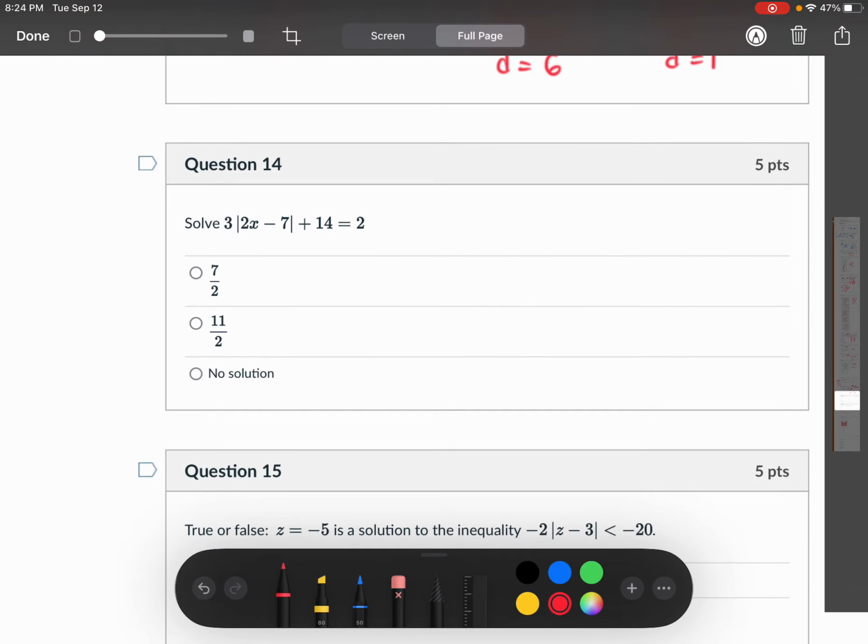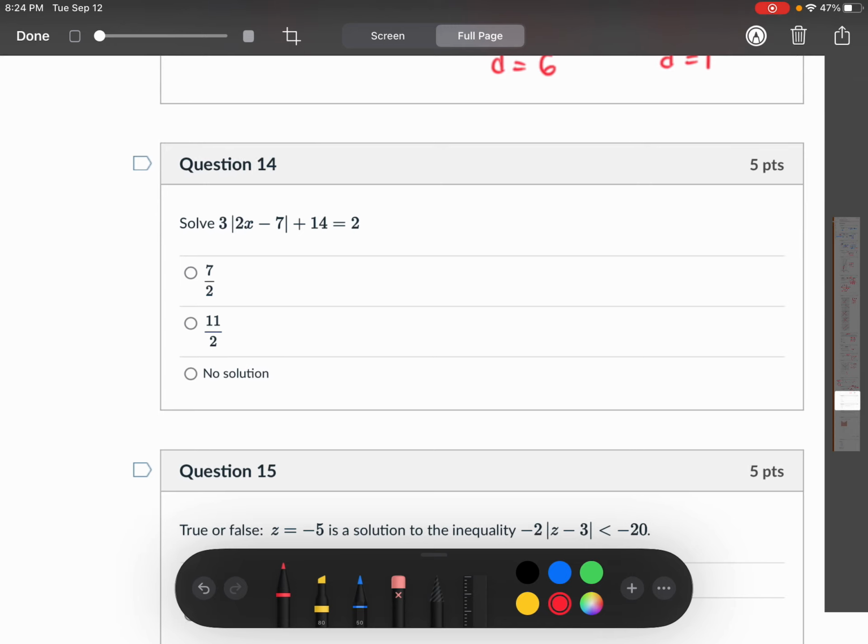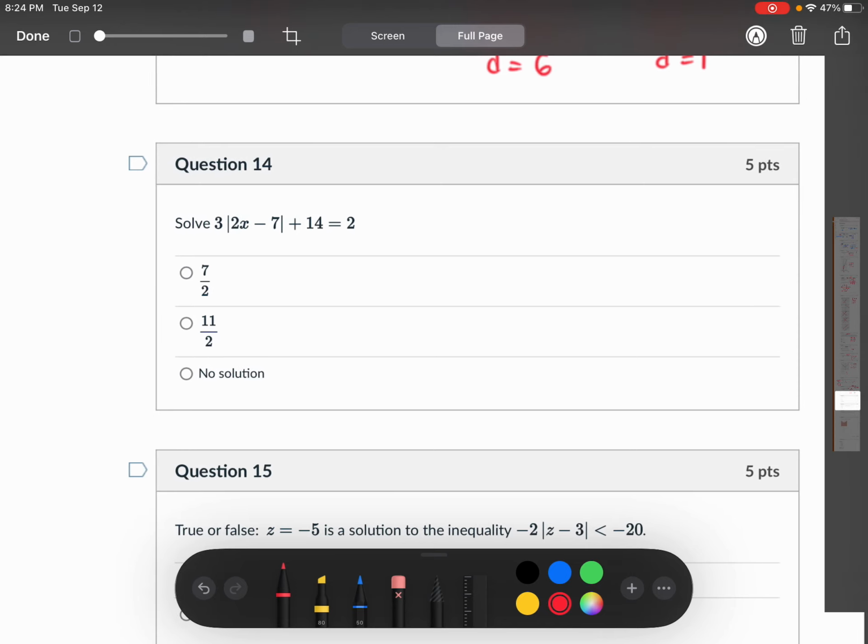All right, this next one is something that I kind of talked to some of you about. If you have a problem like number 14, again, I want to isolate the absolute value, so I'm going to subtract 14. So I end up with 3 absolute value of 2x minus 7 is equal to negative 12, it looks like. And I'm going to isolate this, so I'm going to divide both sides by 3. So I end up with negative 4.